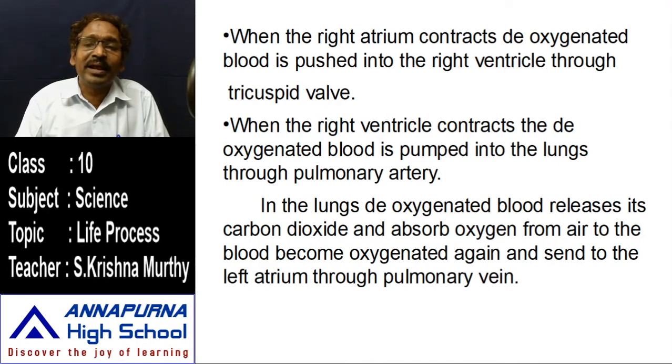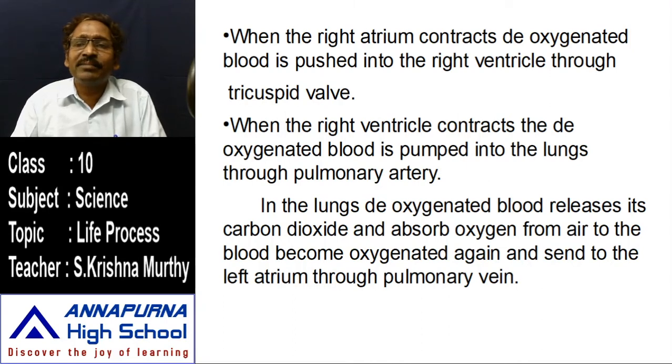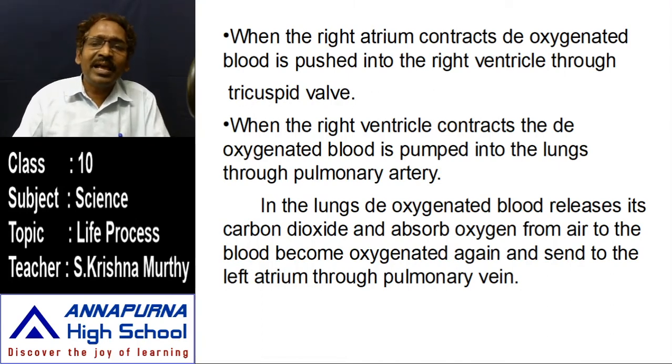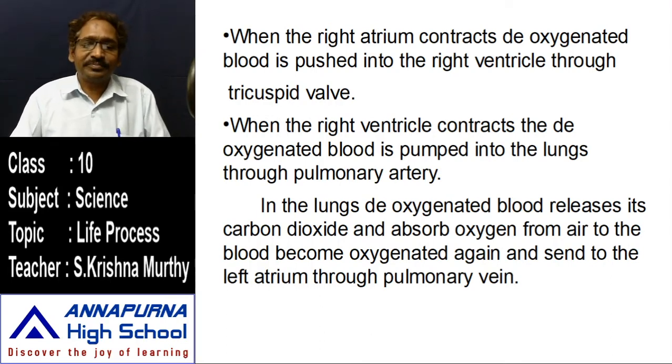Pulmonary arteries. Pulmonary arteries carry deoxygenated blood from the right ventricle to the lung, and oxygenated blood is carried from the left ventricle to the body parts along with the aorta and arteries. Don't forget that. The main aorta and arteries carry oxygenated blood to the body parts from the left ventricle. From the right ventricle, this is the pulmonary artery. The pulmonary artery carries deoxygenated blood from the right ventricle to the lungs to get oxygenation.